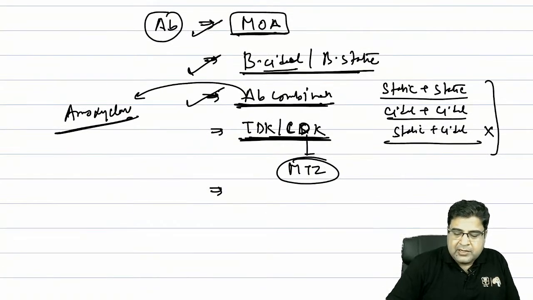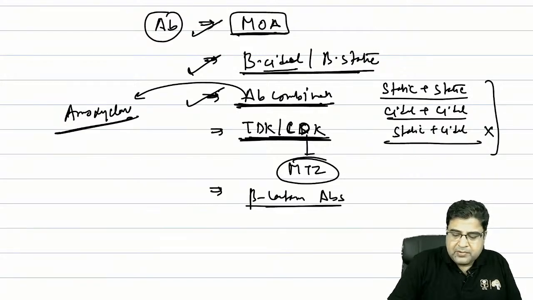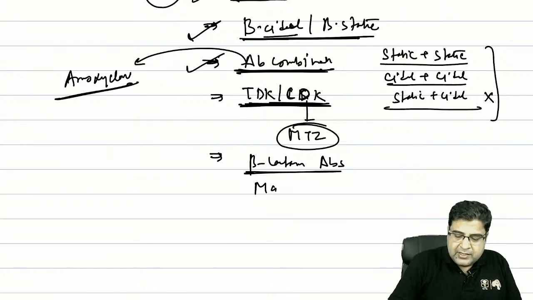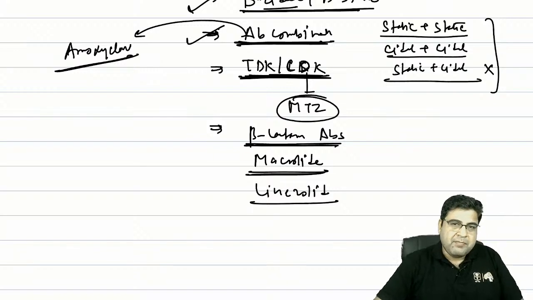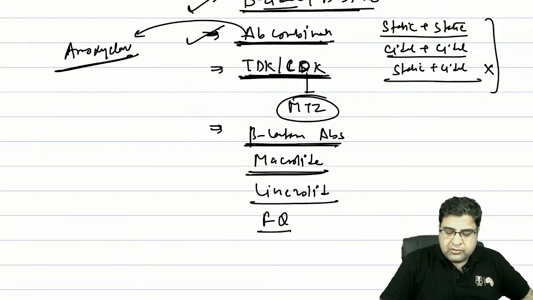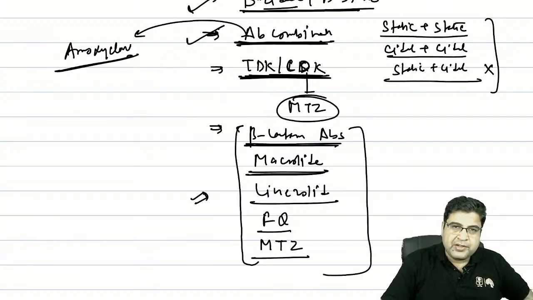Now, after this, they can ask you about beta-lactam antibiotics. The antibiotics which are important for your exam are beta-lactam antibiotics, and second, macrolide antibiotics. And guys, there is an antibiotic linezolid, which is very frequently asked in your exam. So beta-lactams, macrolides, linezolid, fluoroquinolone, metronidazole. These are the 5 antibiotic groups which are important for your exam.